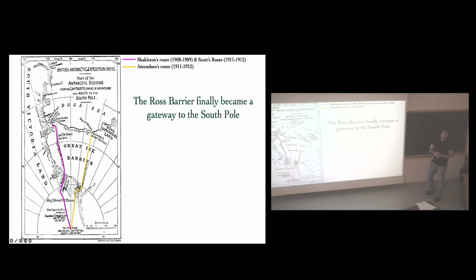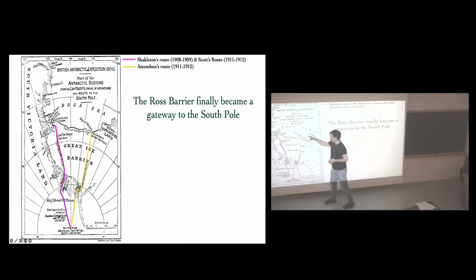Okay, 70 years after that, approximately, the Ross Barrier, which was also called the Great Ice Barrier. You have the picture here. This is the Ross ice shelf. And this barrier finally became a gateway to the South Pole. And here you have the routes that Shackleton took in 1908. He returned just before reaching the South Pole.